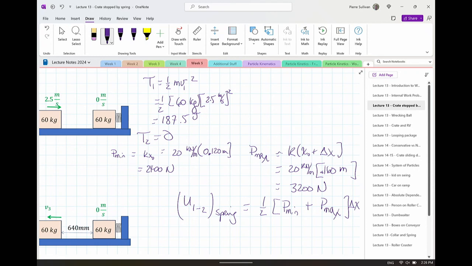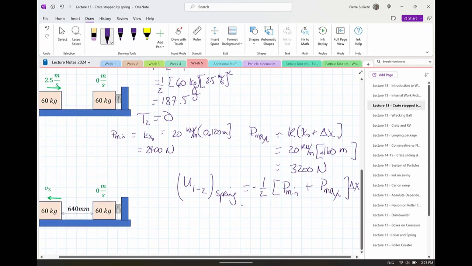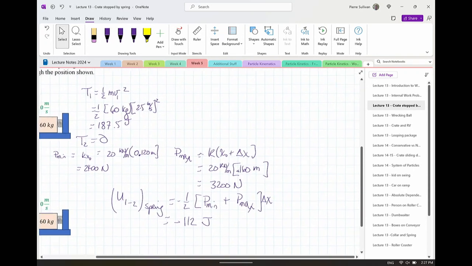So I'll have a difference in the work, P min to P max, and that's a negative, and I'll end up with minus 112 joules. So 2,400, 3,200, and 40 millimeters for my delta x. So I have to look at the work done on the spring, and the work is going to be from P min to P max. Now, maybe I should draw this.